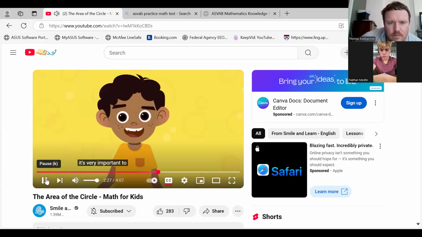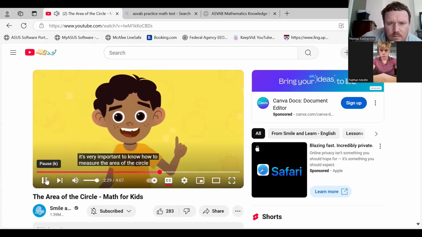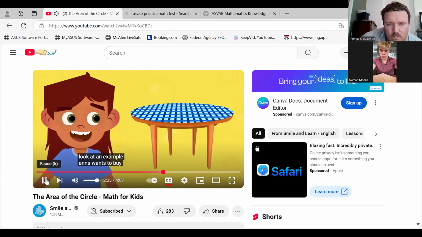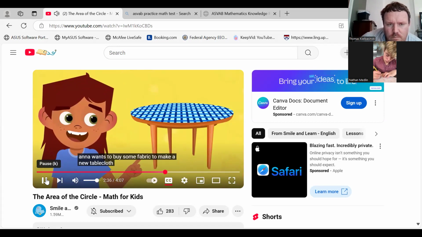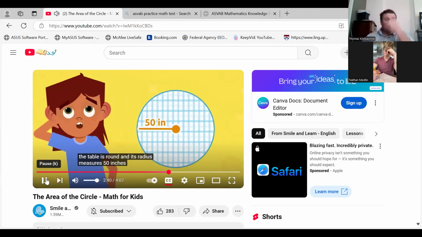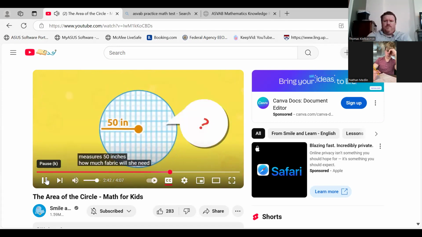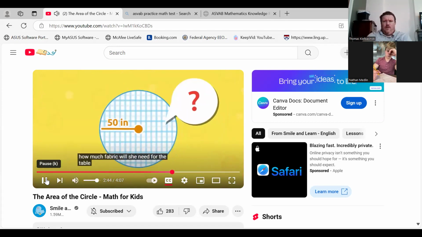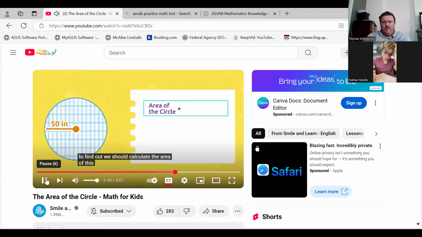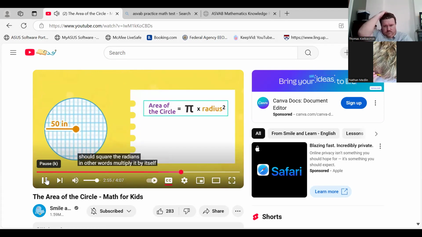It's very important to know how to measure the area of the circle. Let's look at an example. Anna wants to buy some fabric to make a new tablecloth. The table is round and its radius measures 50 inches. How much fabric will she need for the table? To find out, we should calculate the area of this round table. Remember that we should square the radius. In other words, multiply it by itself, and then multiply the result by pi.